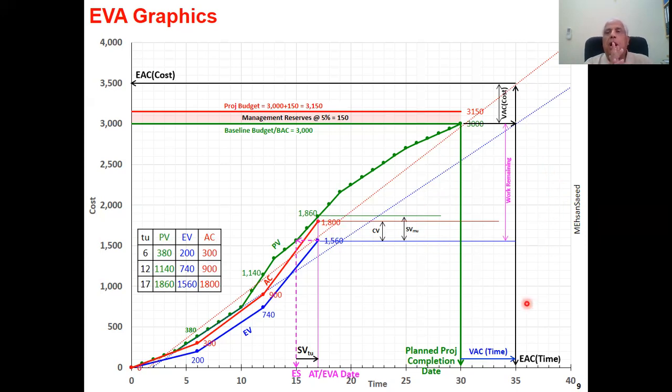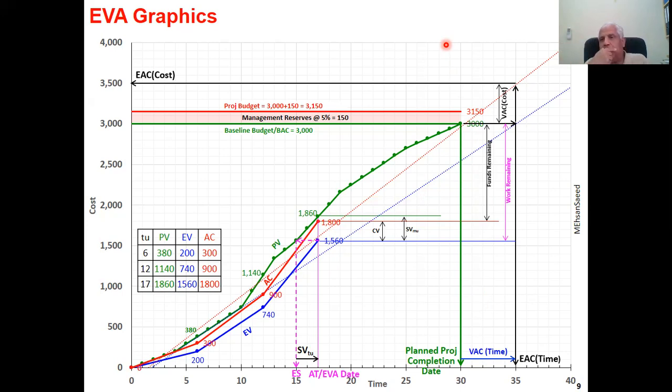If I ask you how much funds remain, well, you were given 3,000. How much have you already spent out of these 3,000? 1,800. So how much funds remain? Simple subtraction, 1,200. And on the graph, we will indicate from this line to this line. This is your funds remaining. Now, clearly, in this case, you see the funds remaining line is much shorter than the work remaining. So obviously, you cannot complete the remaining work within the funds remaining.